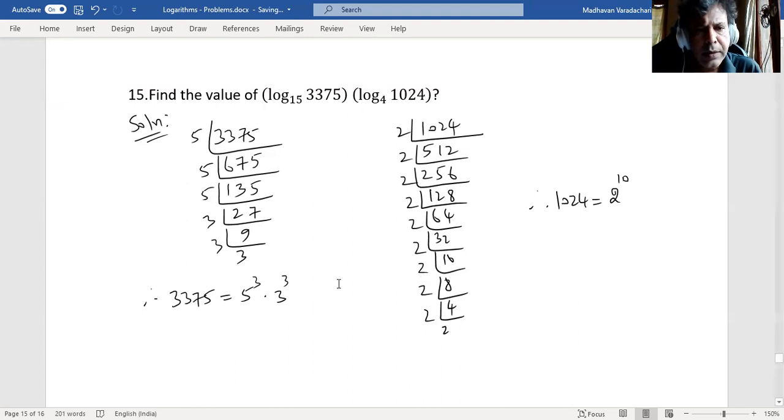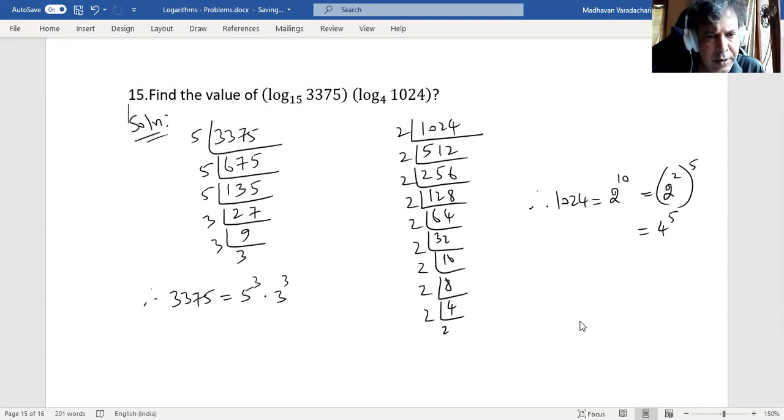Or since we are having 4 as the base, let me bring 2 to the power of 2 times 5. I am splitting this 10 as 2 into 5. Why? Because I want this 4. I can write this as 4 to the power of 5. Similarly, this base is 15, so I can write 3375 as 15 to the power of 3.